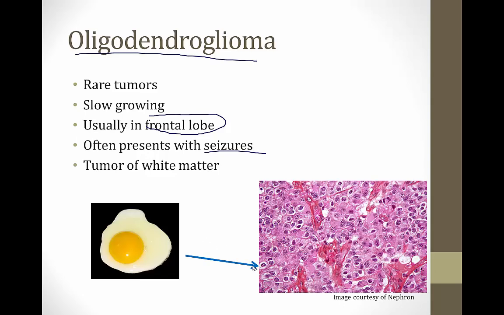So if you look at this nucleus right here that I'm circling, you see that it's surrounded by a white area, and that sort of looks like the yolk of an egg surrounded by the white egg, and that's why it's said to have a fried egg appearance to the cells.